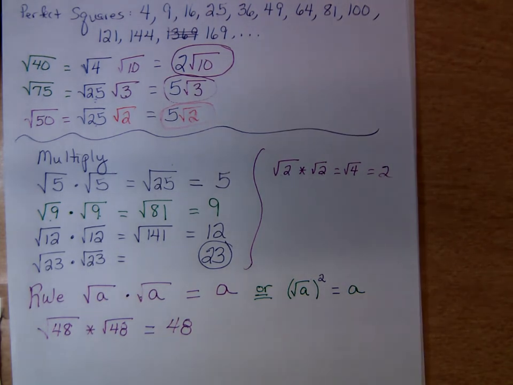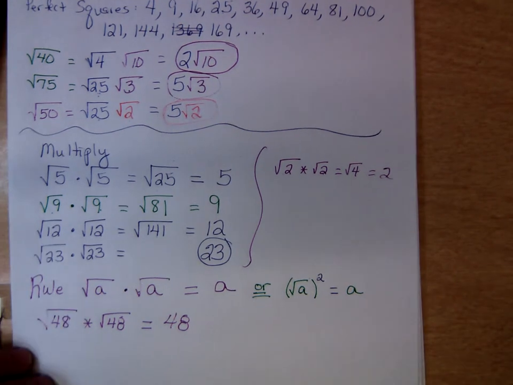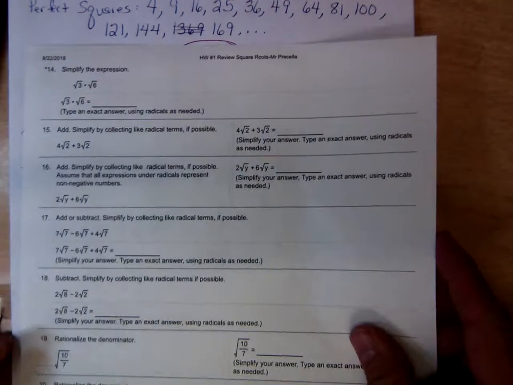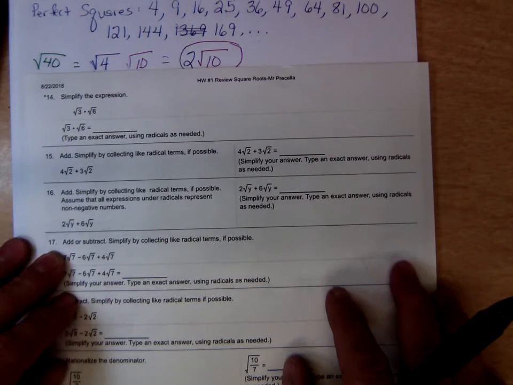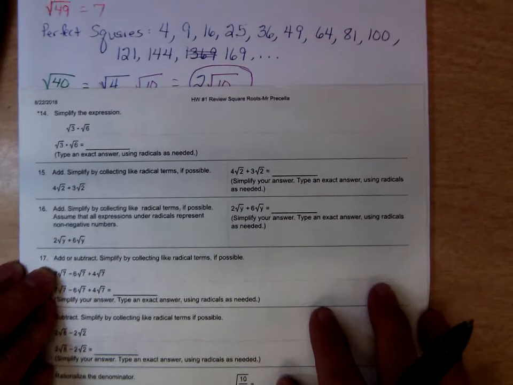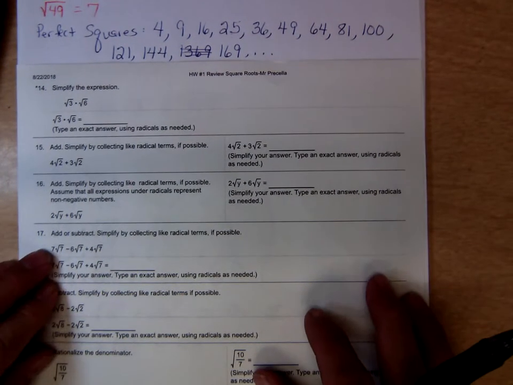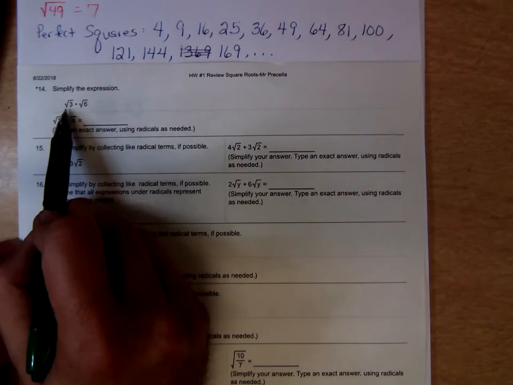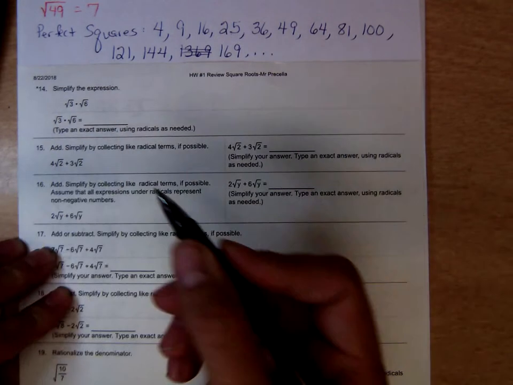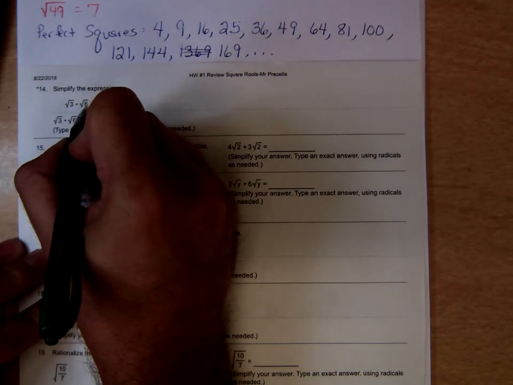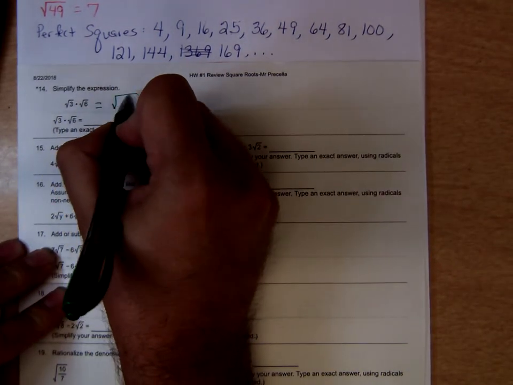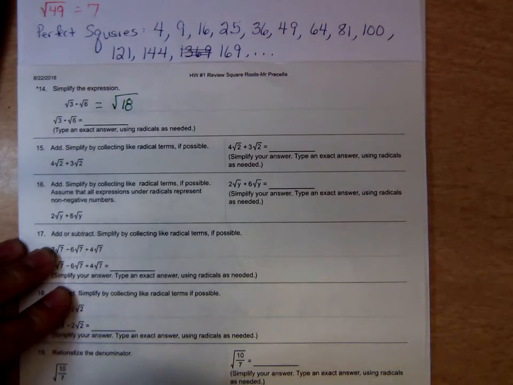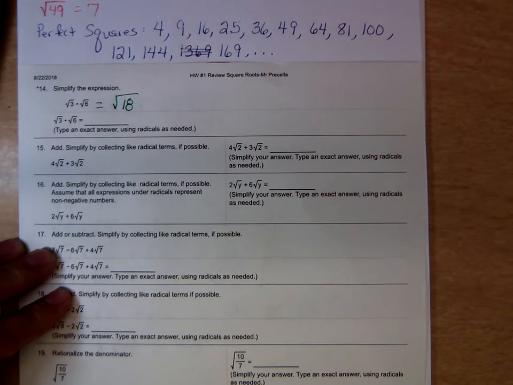Let's do some more problems. Look at this one, number 14. It's no longer doing square root of a times square root of a. There's different numbers under here. So you're actually going to have to go through. 3 times 6 is 18. Now let's think about how to simplify square root of 18.